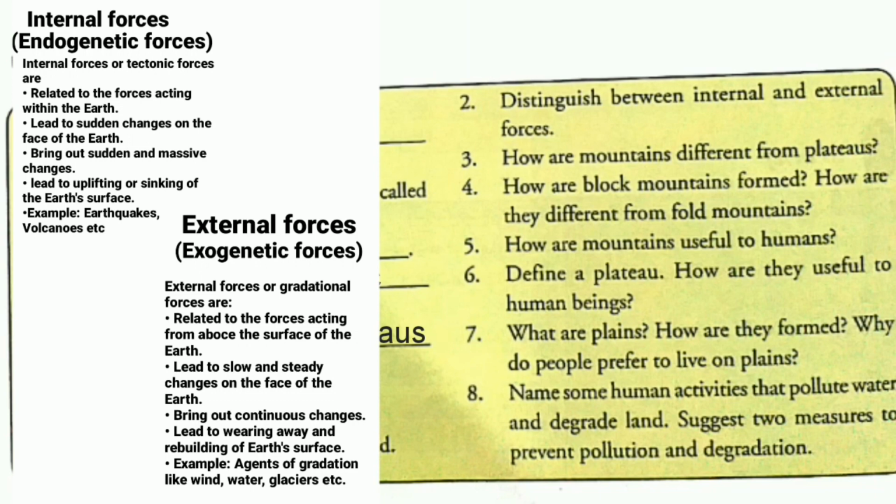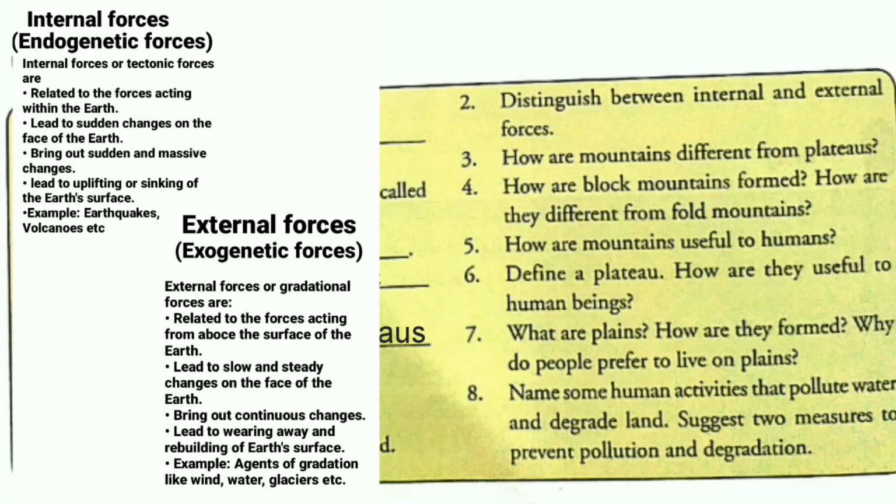After that, external forces or gravitational forces, also known as exogenetic forces. So these are related to forces acting from above the surface of the earth. Lead to slow and steady changes on the face of the earth. Next, bring about continuous changes. Next, lead to wearing away and rebuilding of earth's surface. Next, examples, agents of gradation like wind, water, glaciers, etc. So this was your answer number 2.